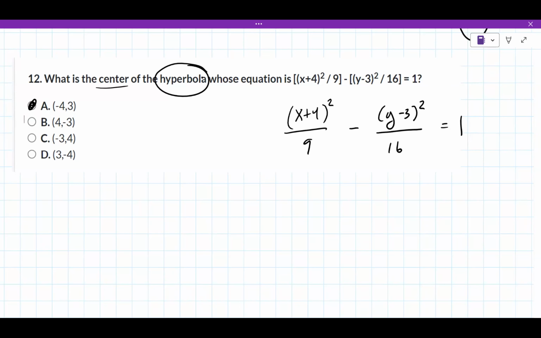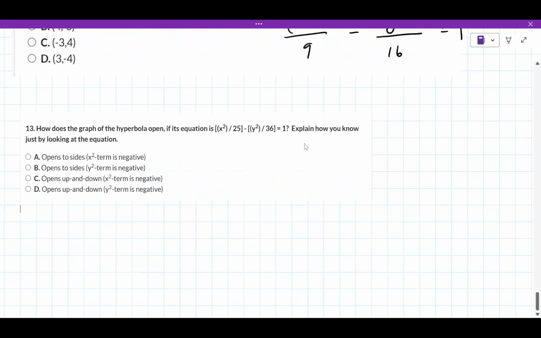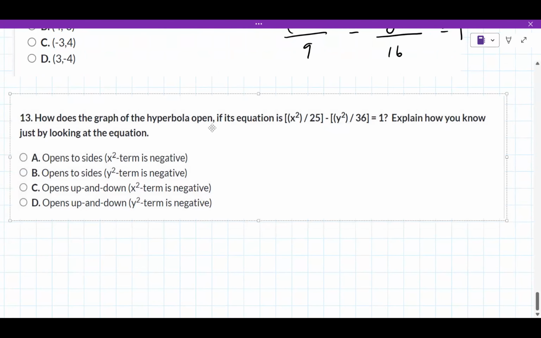The next problem here is also about the graph. And you do have to graph it again. So you do have to graph this and decide whether it opens up or down, or I guess they say to the sides, which is weird.